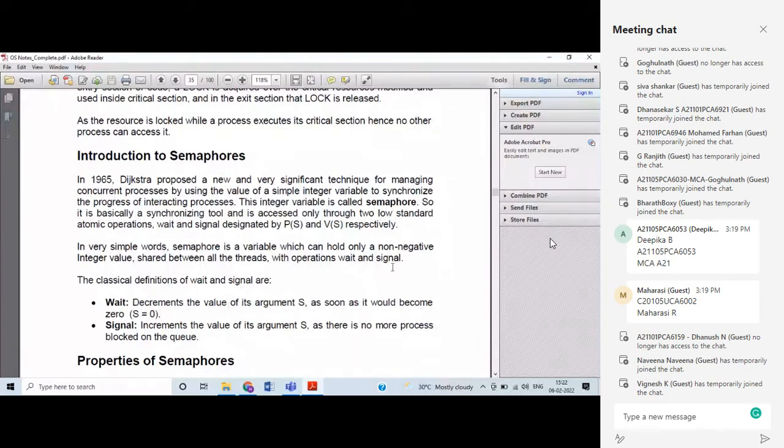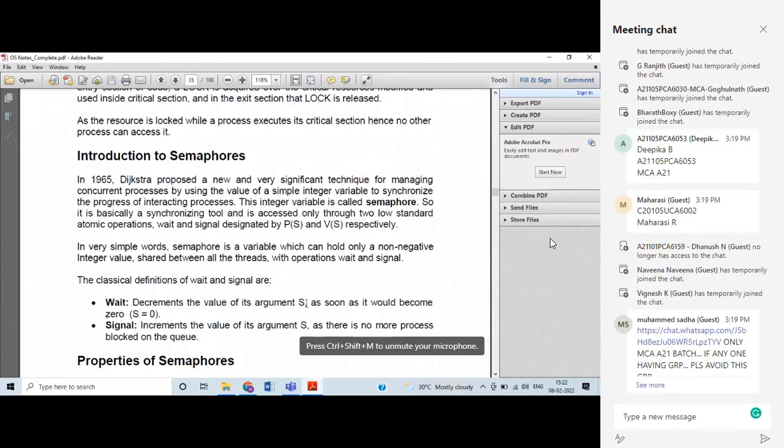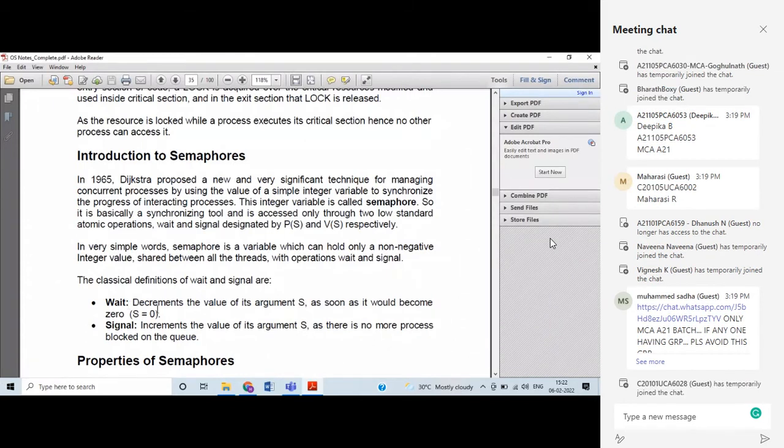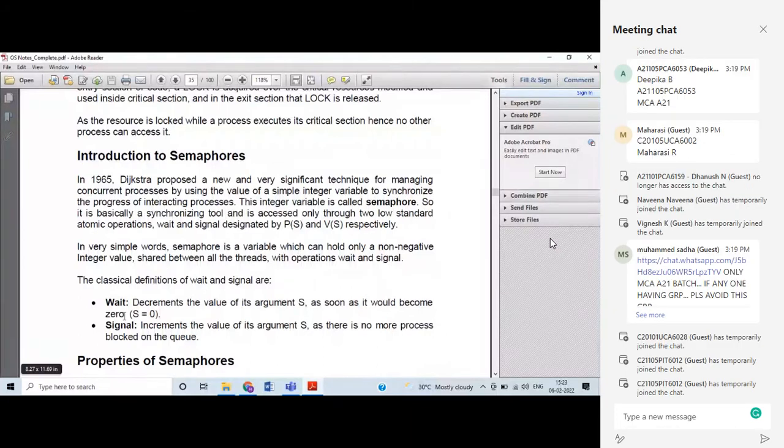So only two operations are possible for the semaphore. The first one is the wait, and the next one is the signal. The classical definitions of the wait and the signal: what will the wait operation do? It will decrement the value of its argument, as long as it would not become 0.